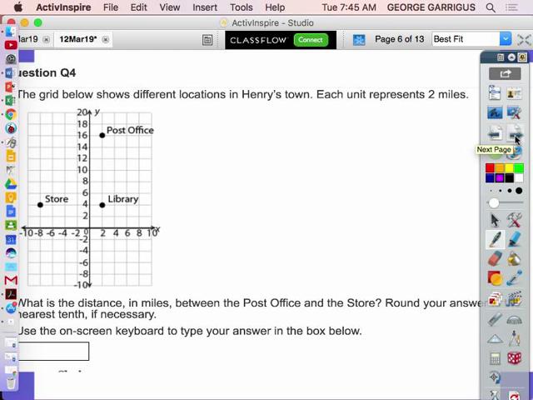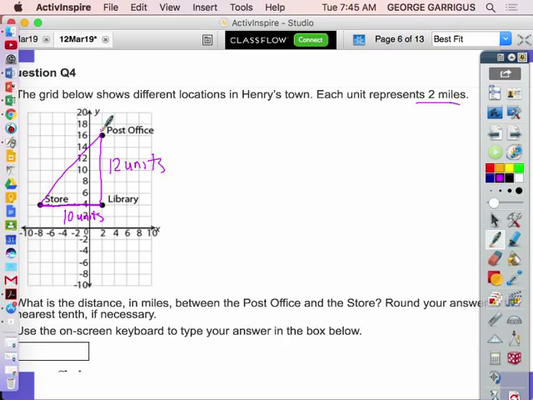The grid below shows different locations in Henry's town. Each unit represents 2 miles. So that's a key here. You had to count by 2. A lot of people miss this because they were counting, oh, that's 2, 4, 6, 8, 10, 12. Wait, no, I'm sorry. 2, 4, 6, 8, 10. 10 units. And then it goes from 4 to 16, which is 12 units.